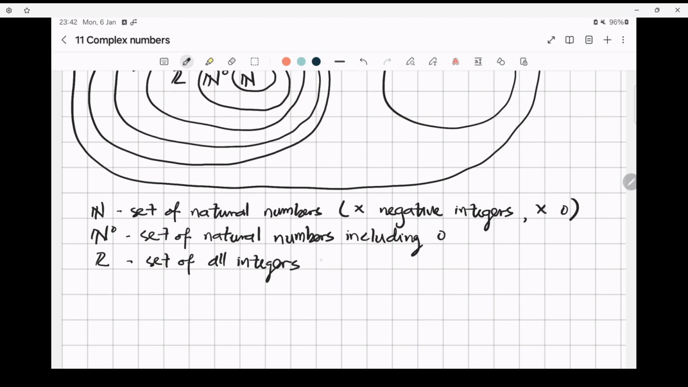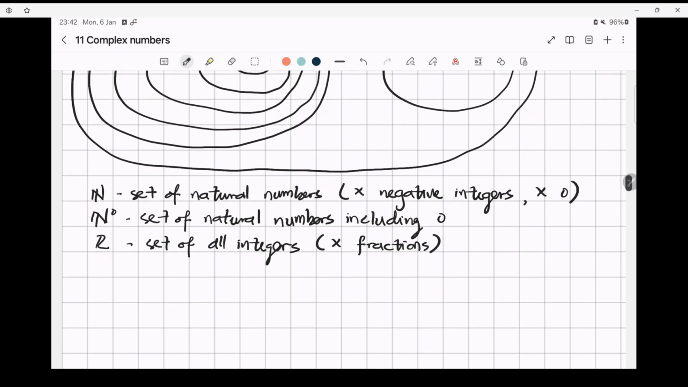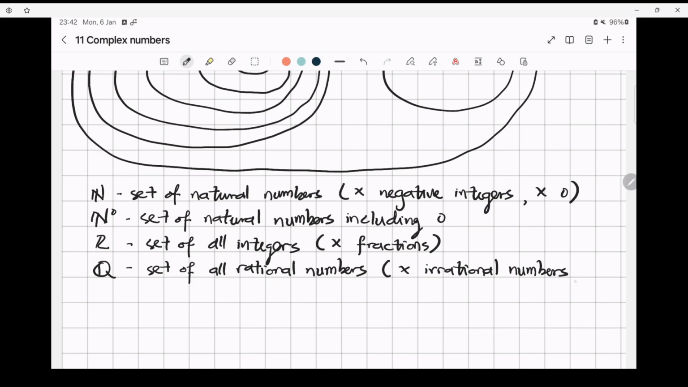This set of all integers does not include fractions. That's why the next set which is bigger than Z will be Q, which is the set of all rational numbers. Rational numbers are numbers that can be represented by fractions, but this does not include irrational numbers. So what are irrational numbers? For example, e or pi, those are irrational numbers.